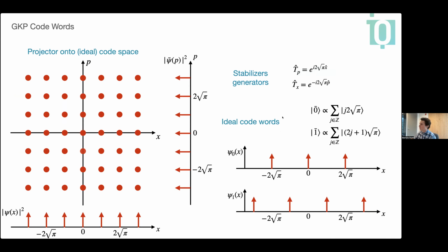So if I write the code words, the logical 0, as I can call it, will be a superposition of all even multiples of square root of pi, and 1 will be all odd multiples of square root of pi. You can check indeed that they are +1 eigenstates of both these translations. Up until now, I've described what we call the ideal code words, and they're ideal because the map works out nicely. The problem is that they're not physical because they consist of infinitely squeezed states. So they extend infinitely in phase space. They're not normalizable, with infinite energy.